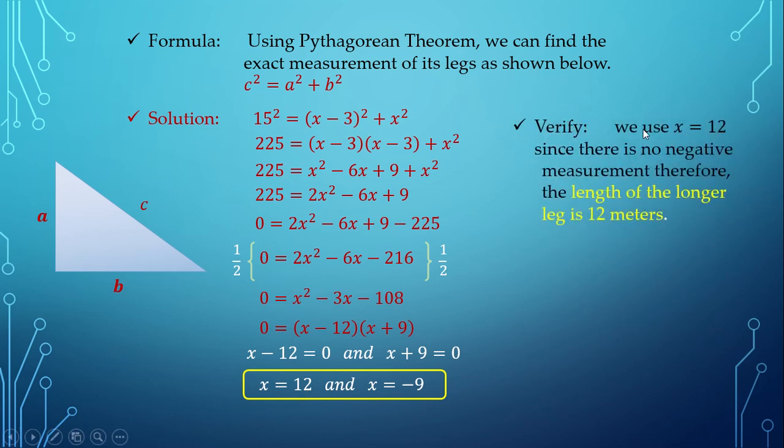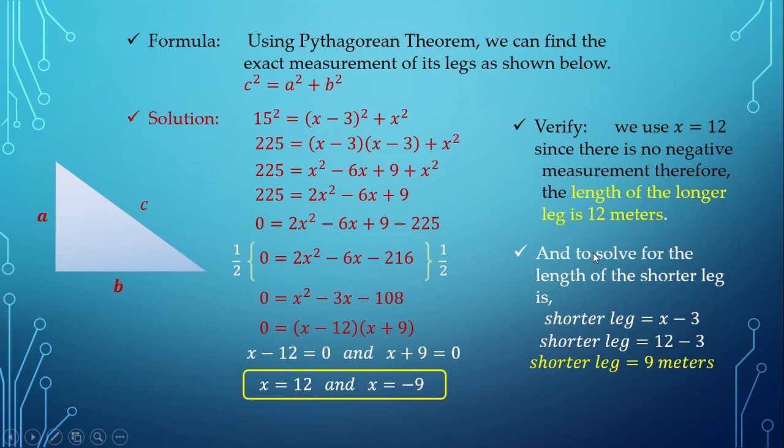So to verify, we use x equals positive 12 since there is no negative measurement. Therefore, the length of the longer leg is 12 meters, which is represented by x. The shorter leg is x minus 3. So if our longer leg is 12 meters, to solve for the length of the shorter leg, the shorter leg is equal to x minus 3. So the shorter leg is equal to 12 minus 3, since the value of x is 12, the longer leg. So 12 minus 3 is 9, and that is the measurement for the shorter leg.